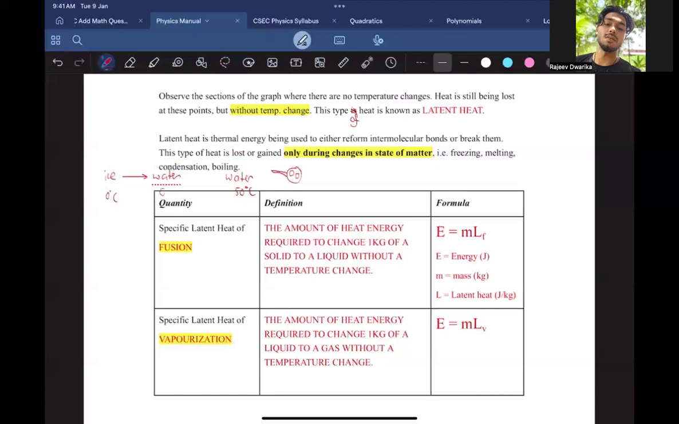It will be 0 degrees Celsius. Yeah, it wouldn't change. Sorry. Because heat is still being lost at these points, but without temperature change. Again, let me ask you a question.